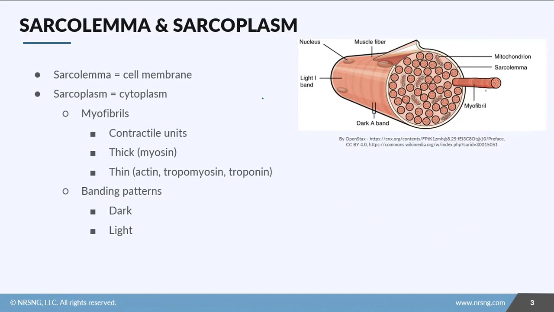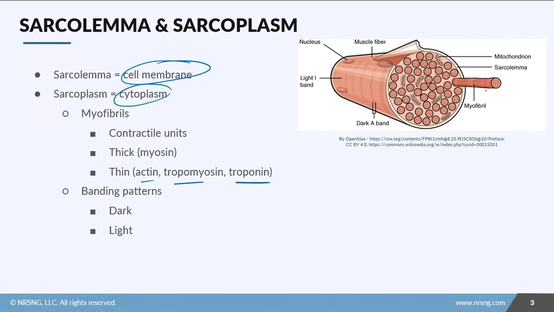So let's start with the basic unit of a muscle cell. You have the sarcolemma, which is the cell membrane, and then you have the sarcoplasm, which is the cytoplasm. And then you have the myofibril, which is the contractile unit of skeletal muscle. You have these filaments, which are proteins inside that help to contract, and they create banding patterns. You have your thick filament, which is myosin. Then you have your thin filaments, which are actin, tropomyosin, and troponin.